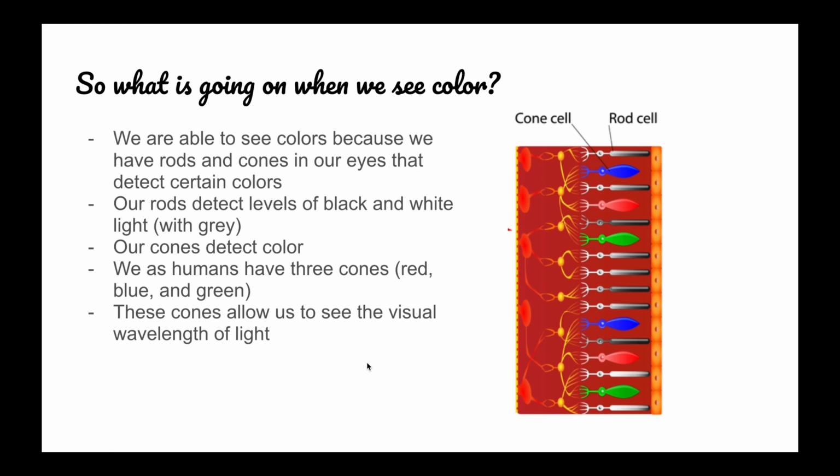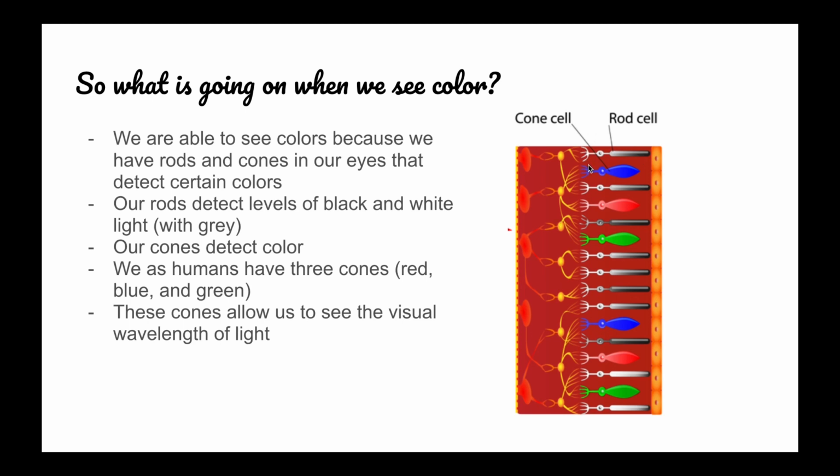What exactly is going on when we see color? We know that light is being reflected, but how? We're able to see colors because we have these things in our eyeballs that are called rods and cones. As you can see right here, we have our rod cells and our cone cells. Now our rod cells detect levels of black and white light. So we have white, and then in this spectrum, we have gray in the middle. We can get a light gray, a dark gray, and then we have black. And then our cones detect color.